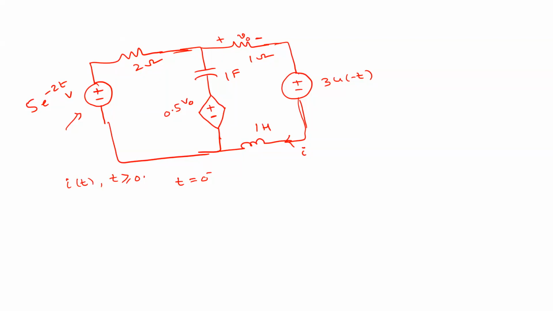Its value is 5 into e power minus 2t. If you substitute t equal to 0, what will you get? 5. So what is the value you will get? 5 volts, sir. Yes, sir. Okay, so we have this 5 volts here.